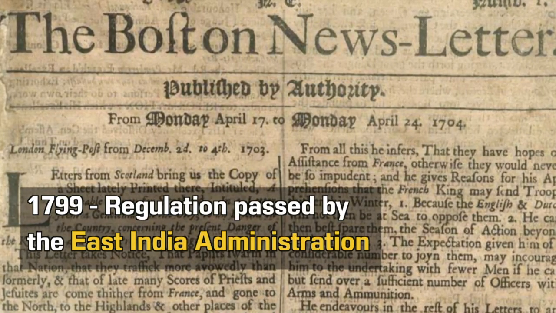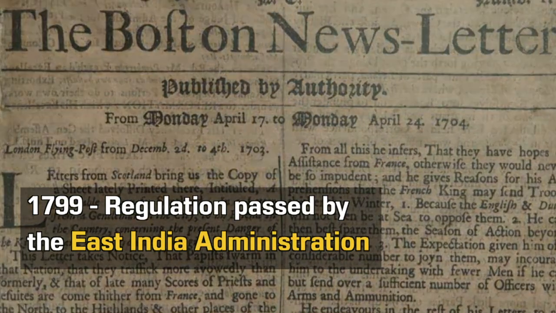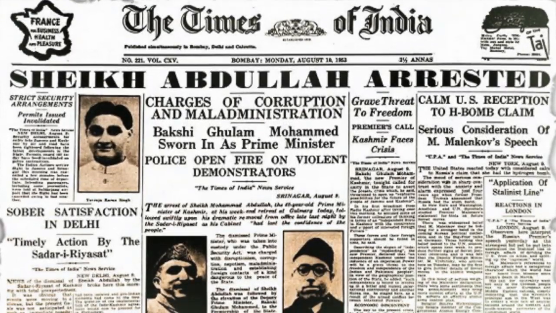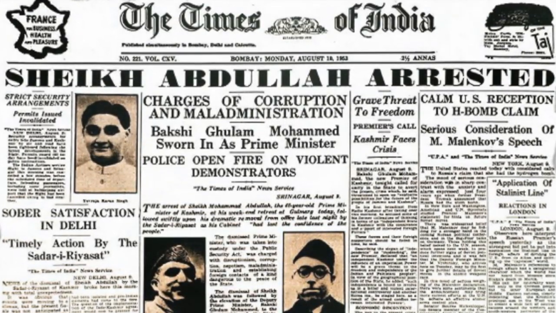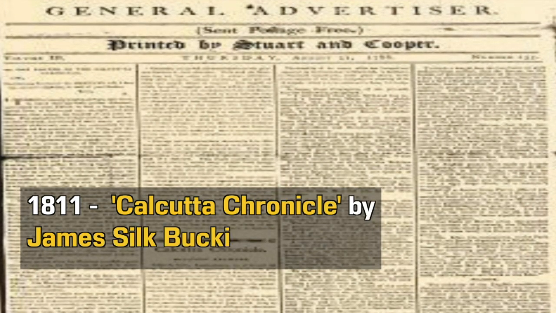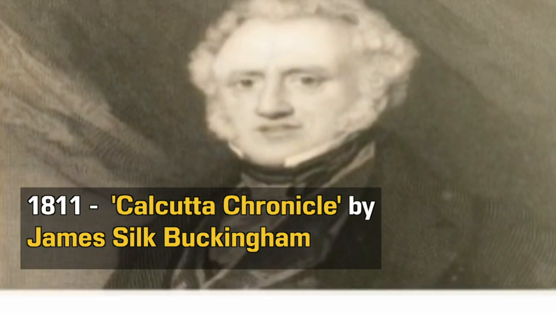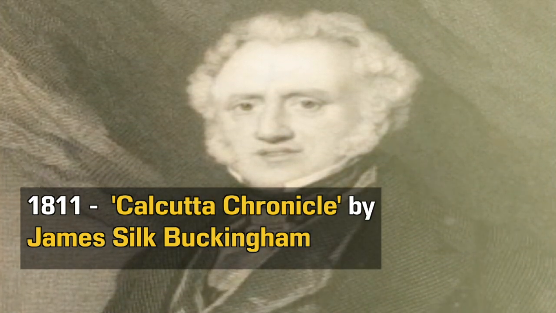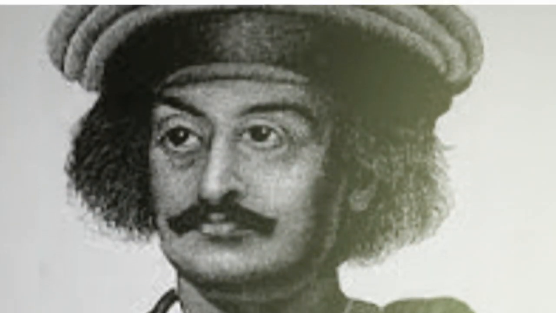1799, regulation passed by the East India administration. The time was known for strict governmental control and censorship; publishers were not allowed to publish news against the government. 1811, Calcutta Chronicle newspaper started from Calcutta by James Silk Buckingham. Under the Indian administration.